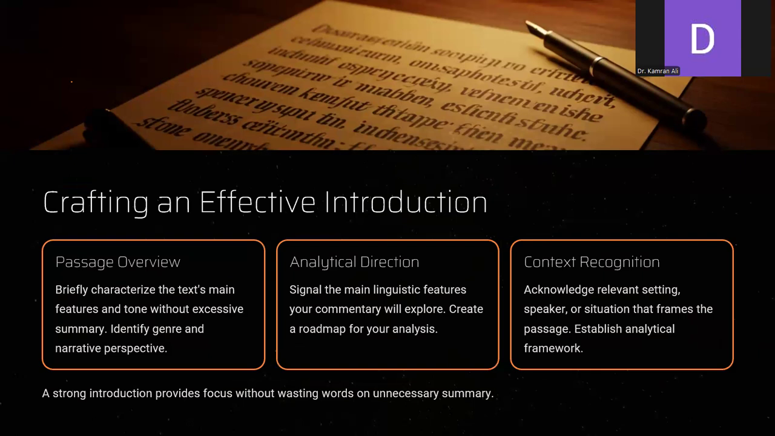Crafting an effective introduction. Passage overview: briefly characterize the text's main features and tone without excessive summary, identify genre and narrative perspective, what type of text it is. Analytical direction: signal the main linguistic features your commentary will explore, create a roadmap for your analysis. Context recognition: acknowledge relevant setting and speaker situation that frames the passage, establish analytical framework. This is not much required in A levels, but if you incorporate some of the context, that will definitely help the examiner understand what you are trying to comment on and why.